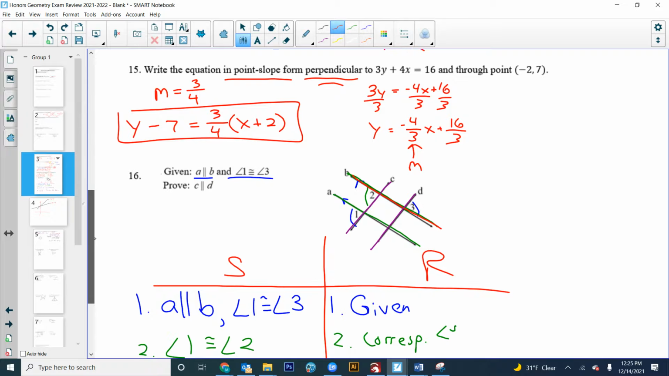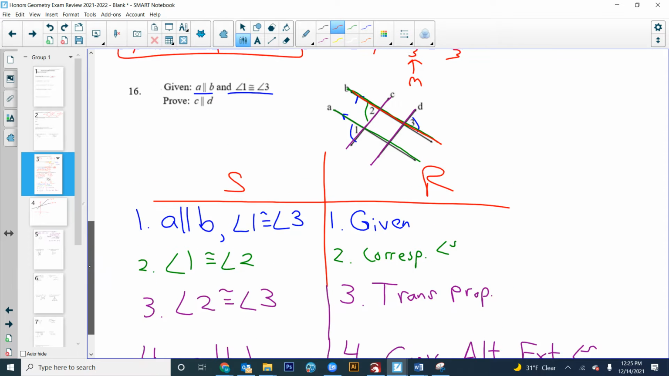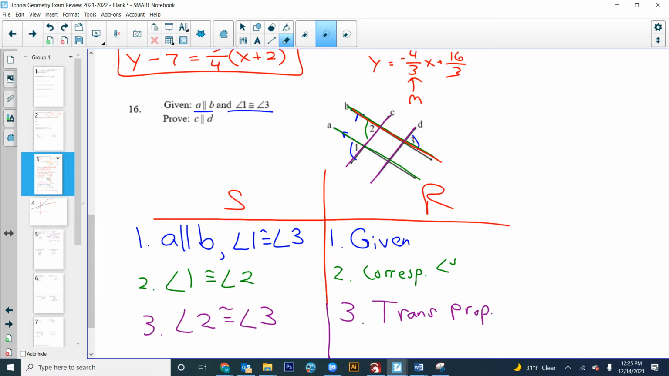How do we do on 16? Okay. Here's what I'll say about 16. You start off with this. You start off with the blue givens. A is parallel to B, and 1 is congruent to 3.